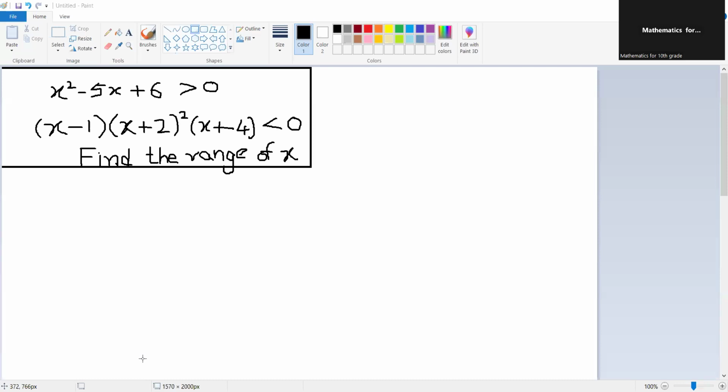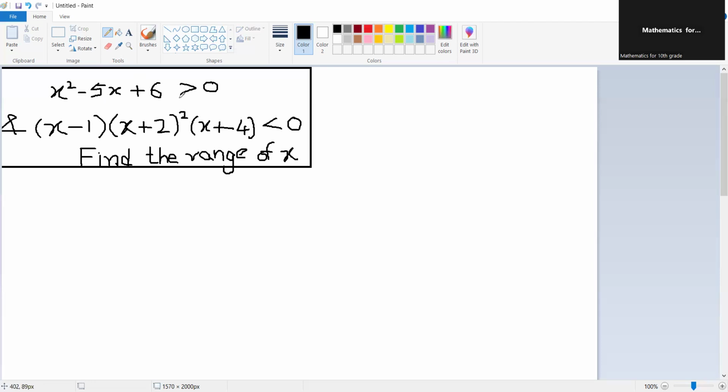These are two inequations. x square minus 5x plus 6 greater than 0, and (x minus 1) into (x plus 2) the whole square into (x plus 4) is less than 0. We need to find the range of x that satisfies both of these inequations. So I'll just say and. So I need the x range that satisfies both these inequations.